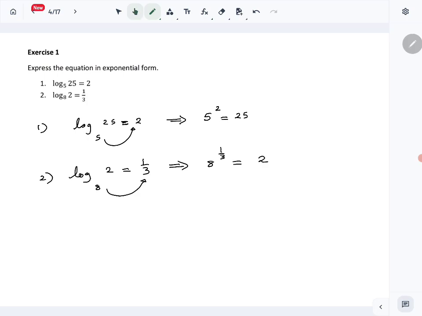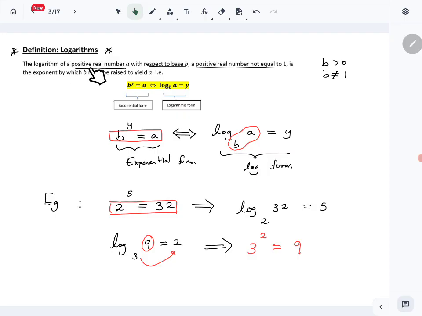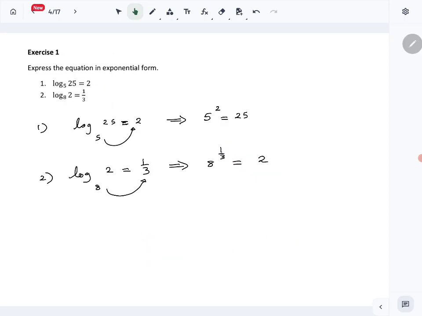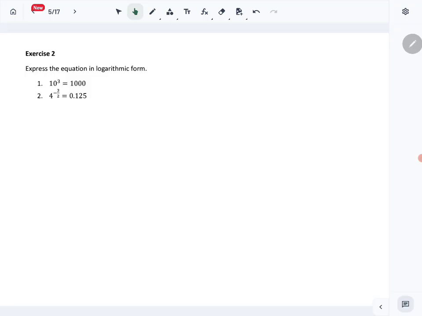And an important thing to remember, you can only put positive numbers inside of a log. That is mentioned here, no? A is a positive real number. So the domain of the log function is positive real numbers. Okay. So now we converted logs to exponential form. Now we'll do an exercise where we go in the other direction. So these are given in exponential form. Now let's convert them into log form.